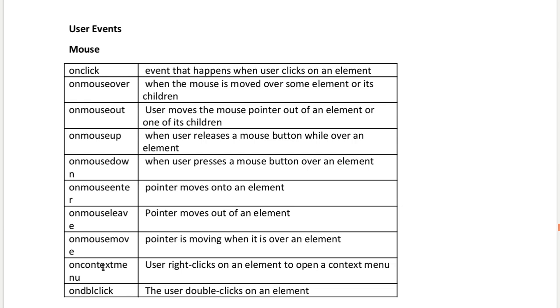oncontextmenu happens when the user right-clicks an element to open a context menu. ondblclick happens when the user double-clicks on an element.